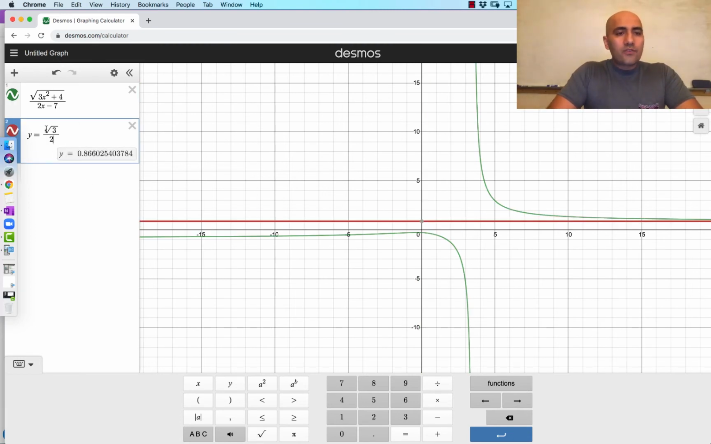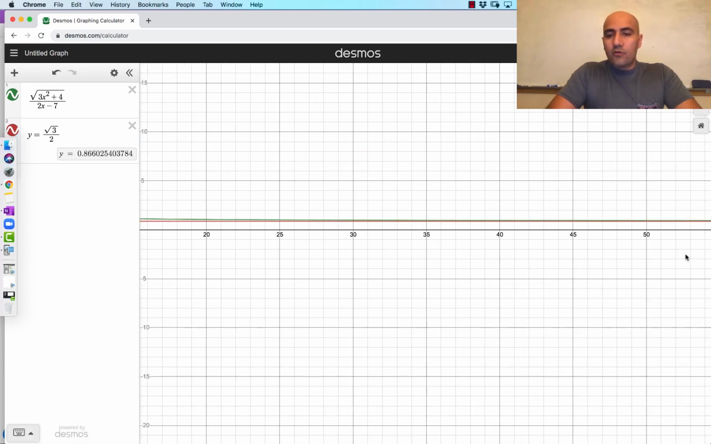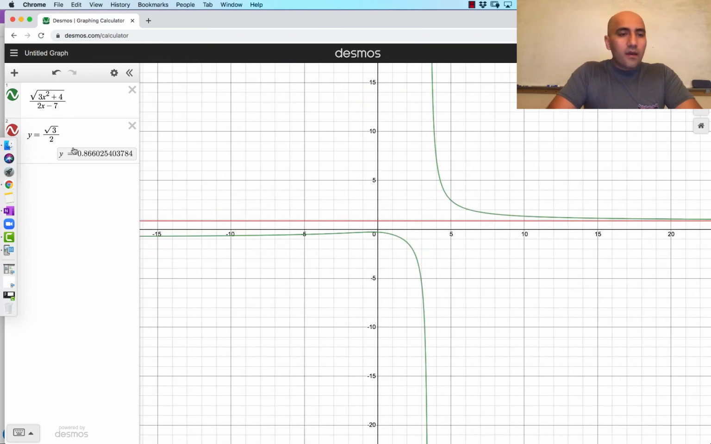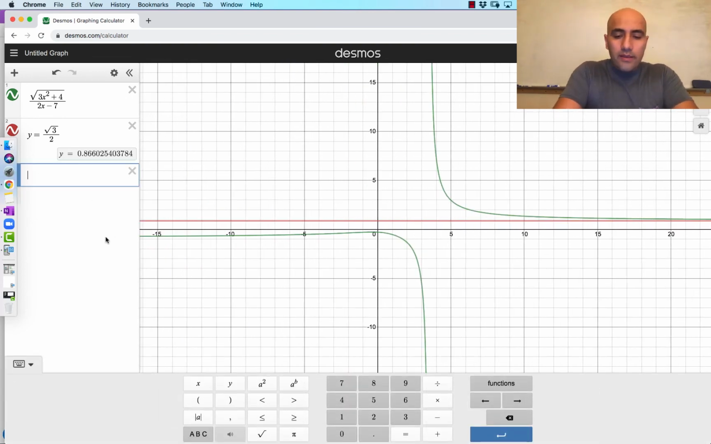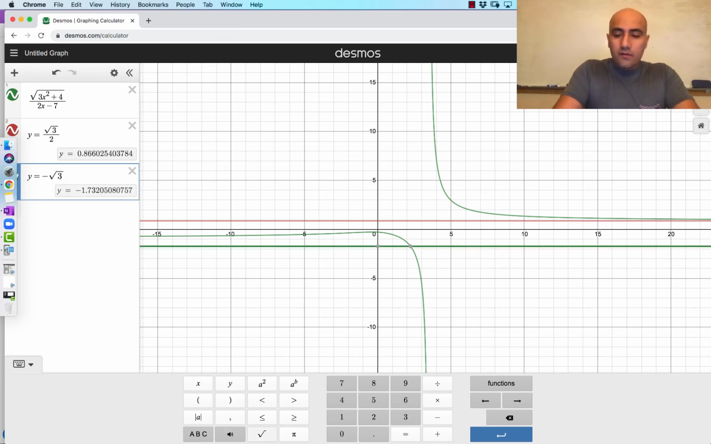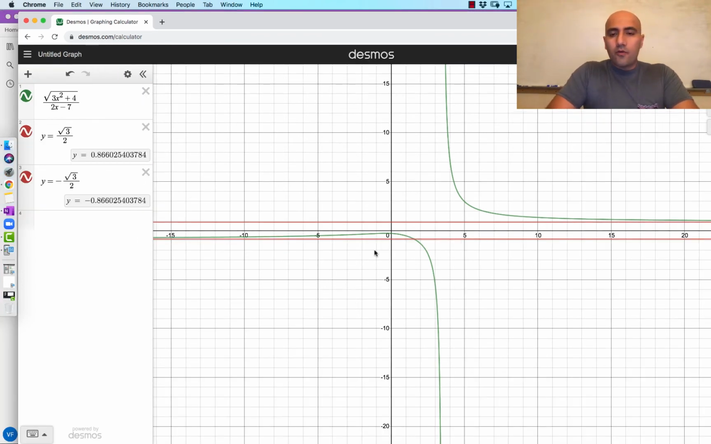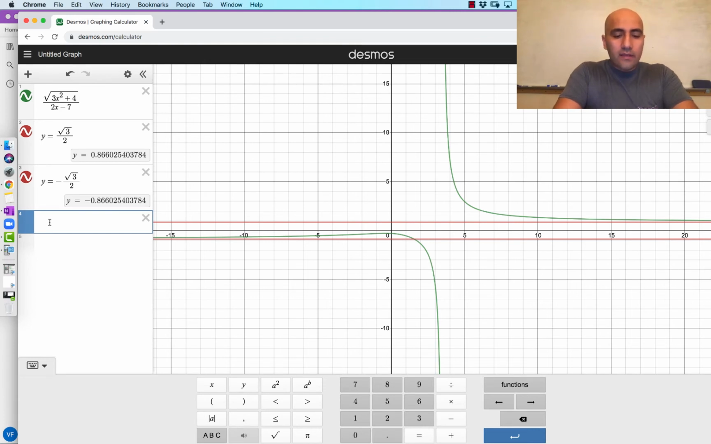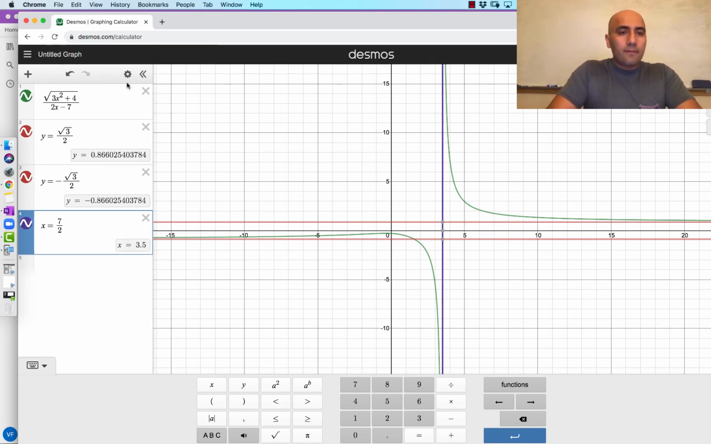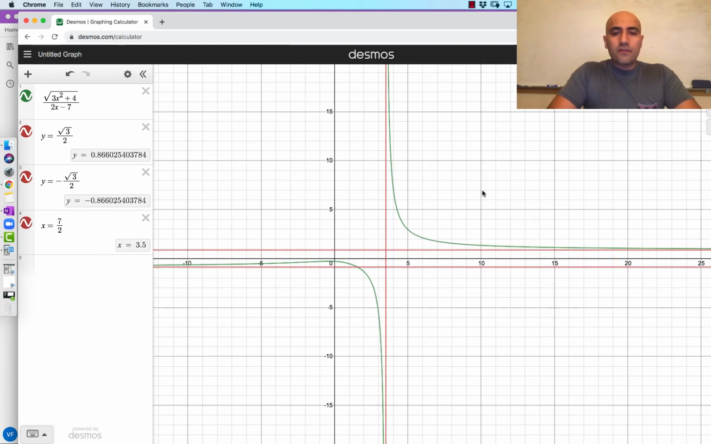So y equals square root of 3 over 2 is this red line. We could see that that is indeed a horizontal asymptote of our function. The other horizontal asymptote is here at y equals negative root 3 over 2. And finally, we have a vertical asymptote at the line x equals 7 divided by 2. And so this is what it looked like.